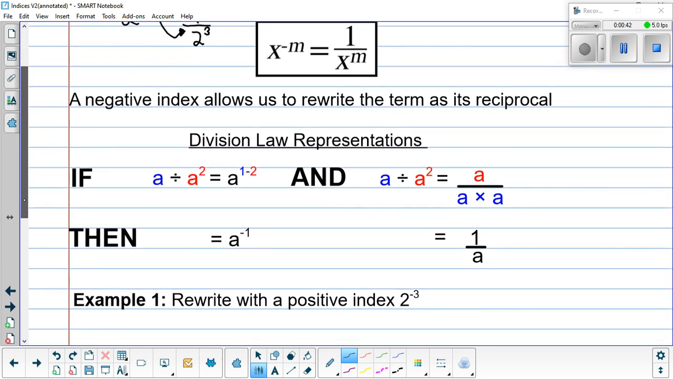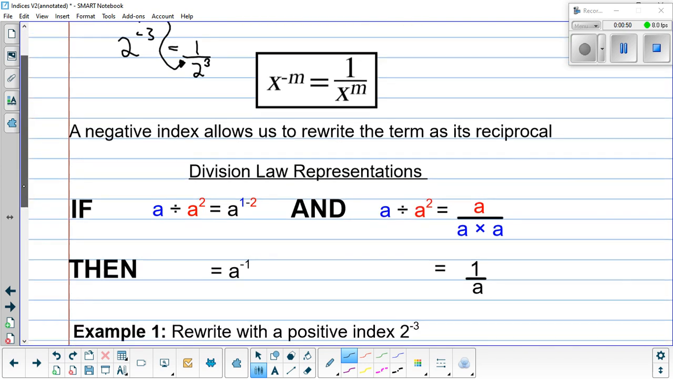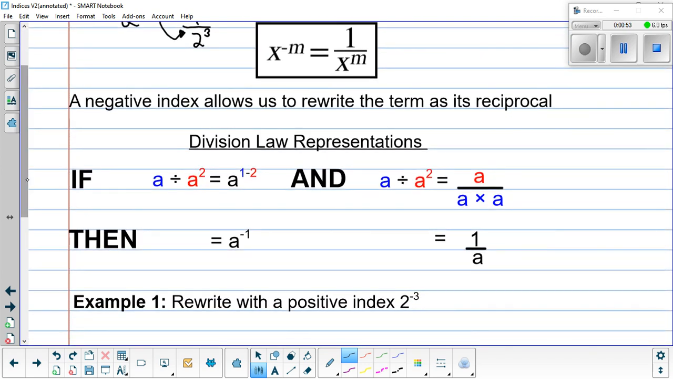This is where it comes from. It comes from the division law, just like our special case before. If we have a divided by a squared, that is a to the 1 minus 2, which is a to the negative 1. But if we use the other representation of the division law, a divided by a squared, in fractional form, we can cancel an a on top and an a on the bottom, and it simplifies to 1 over a. So a to the negative 1 is equal to 1 over a. We've proved exactly what we said at the top.